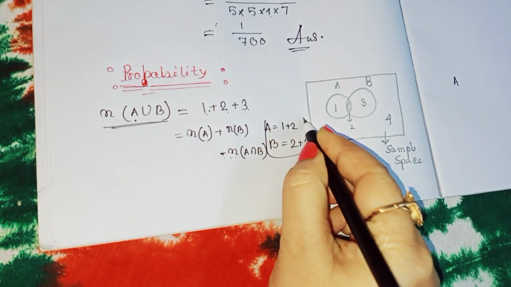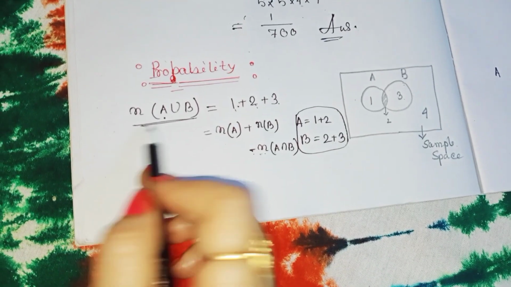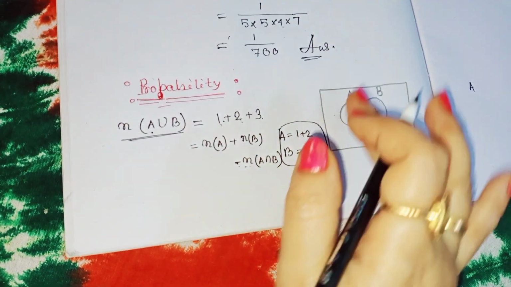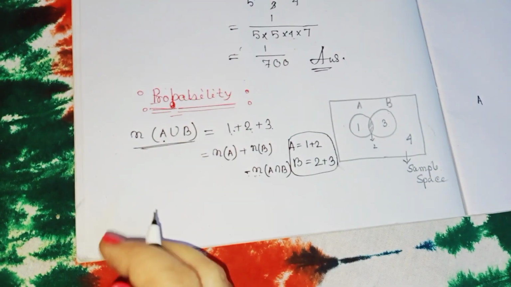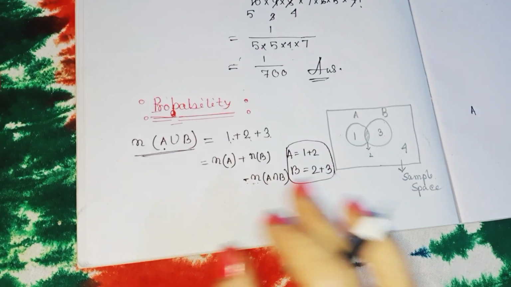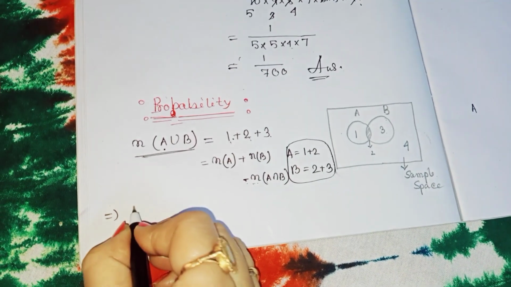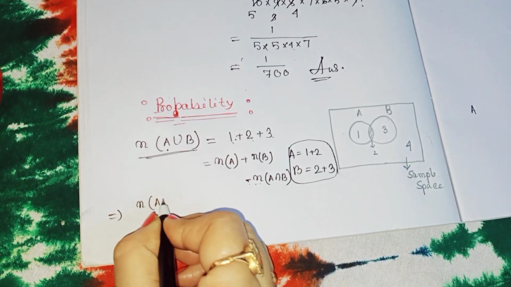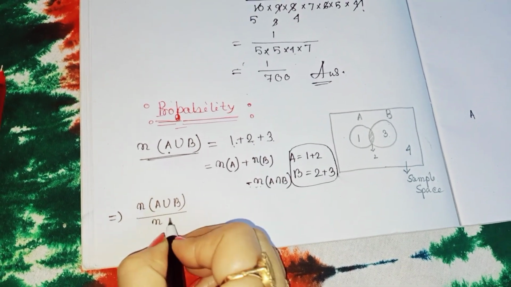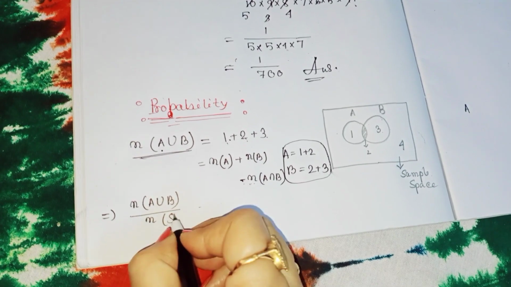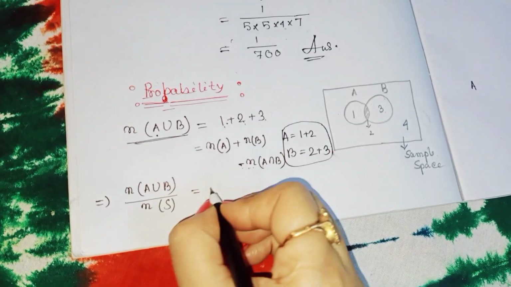Now we divide everything as it is. I just mention what is A and what is B. Now divide the whole space, the whole set. So it is n of S. n of S is the number of elements of the total case. So dividing this one, n of A union B, divided by n of S.